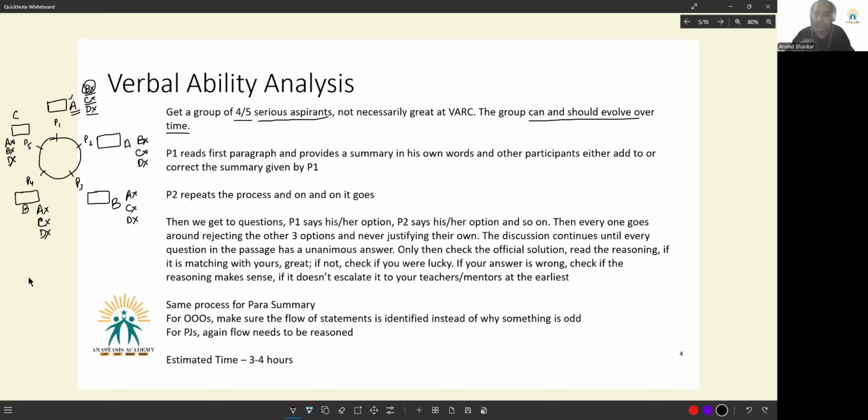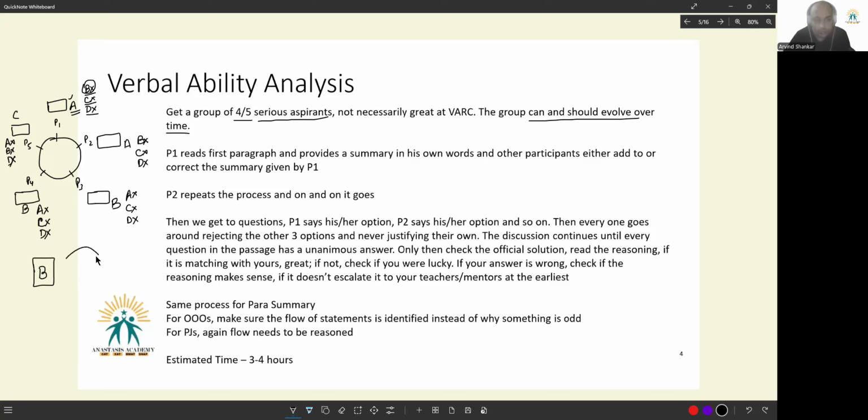And this discussion keeps on happening until you unanimously agree upon a certain answer choice. Let's say finally everybody decides, okay, B is the final answer.